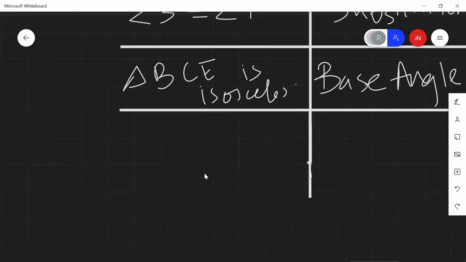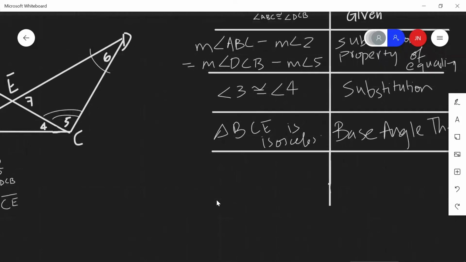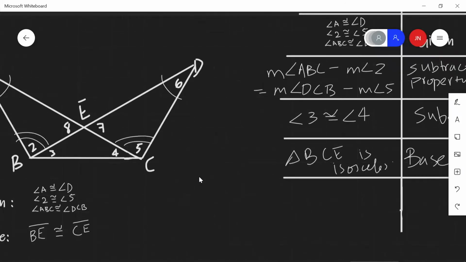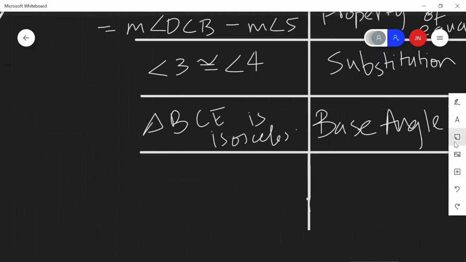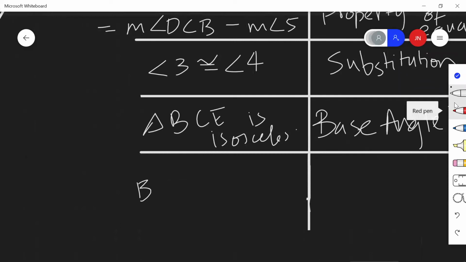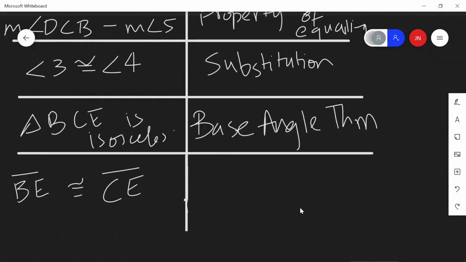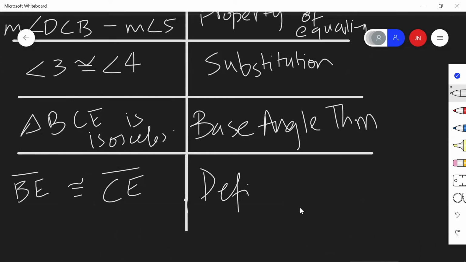Finally, since an isosceles triangle is going to have, by the definition of an isosceles triangle, two lengths which are opposite to its respective angles, they're going to be the same. That's the definition of an isosceles triangle. So from that, we can get the proof, which is segment BE is congruent with segment CE. And again, that's just because of the definition of an isosceles triangle.